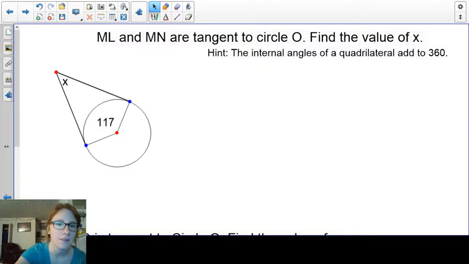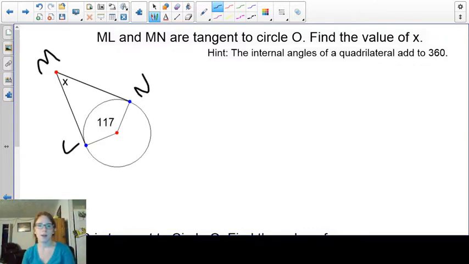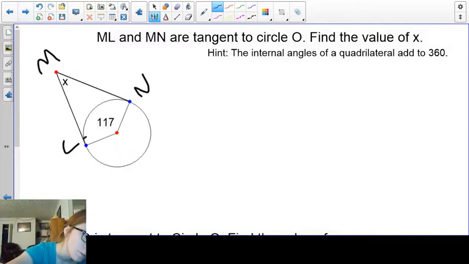I forgot to get this labeled, so I need to do that again. ML and MN, so this is M, this is L, and this is N, are tangent to circle O. Find the value of X. Well, what happens at a tangent line, it's equal to 90 degrees. So that means this angle is 90, and that angle is 90 because they're both tangent.